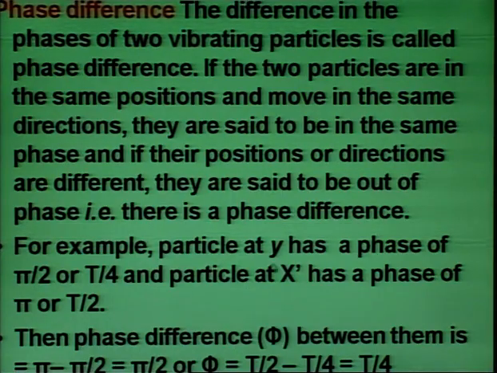So for example, the particle at y has a phase of pi/2 or T/4, and the particle at x has a phase of pi or T/2. Then the phase difference phi between them is pi minus pi/2, that is pi/2, or T/2 minus T/4, that is T/4. So the phase difference, we can represent either in terms of angle or in terms of time. Even we can represent this in terms of path difference. So the difference of path can also be used to represent the phase difference. So there are different methods to represent the phase of a particle.